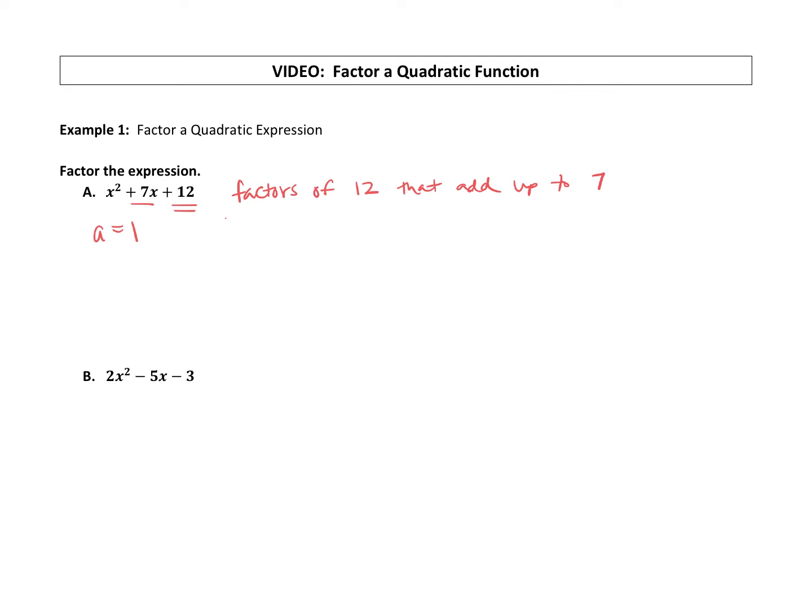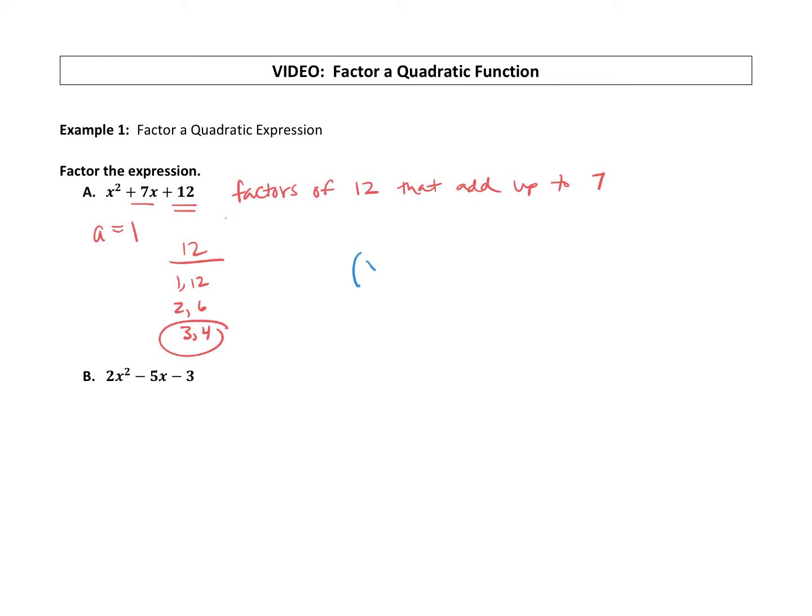So what are our factors of 12? We can list them: 1 and 12, 2 and 6, 3 and 4. That covers all of them. Do any of these factor pairs add up to 7? And you'd say, well, yes, Mrs. Youngberg, 3 and 4 do. So when you find the factor pair of your c value, 12, that adds up to your b value of 7, we write this in factored form.